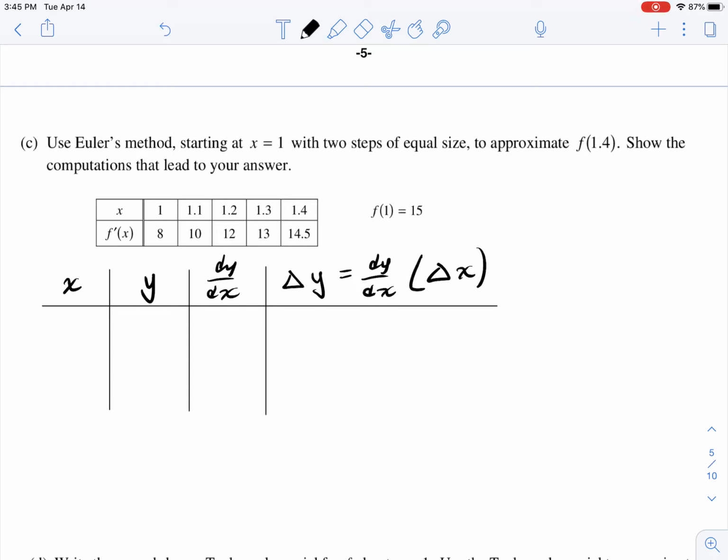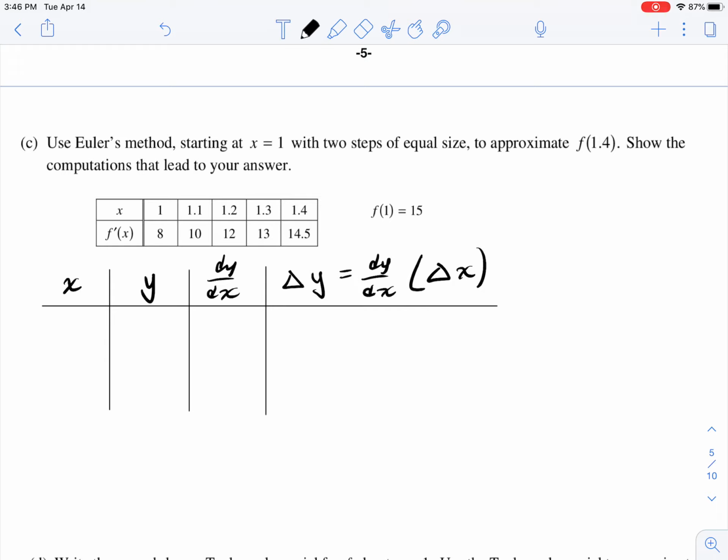We're using Euler's method starting at x is equal to 1. I went ahead and set up the table already for you guys because I'm considerate. Just to remind you how Euler's method works, we're leveraging information about the derivative to give us a sense of where the actual function f is going.